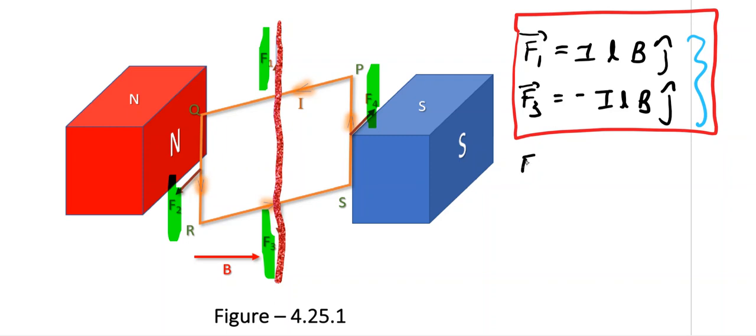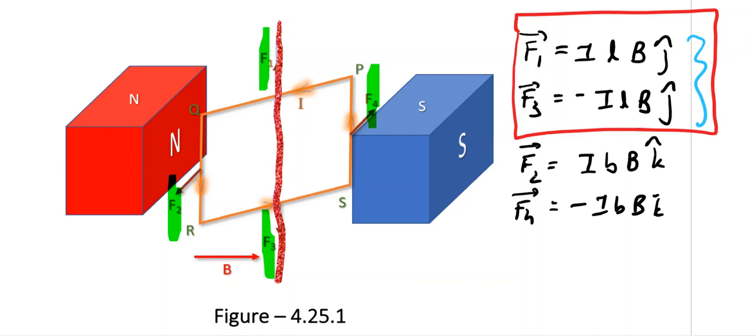What is F2? If the length of the wire is denoted by small b, then you can say that F2 is I B b K cap. And then F4 is minus I B b K cap.